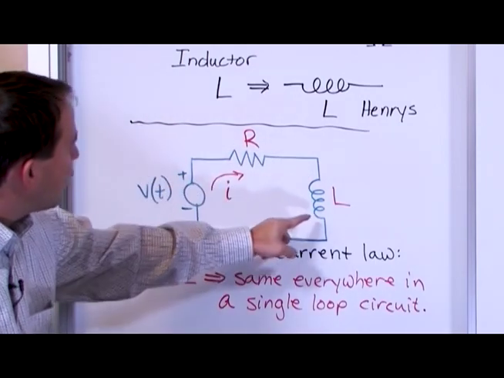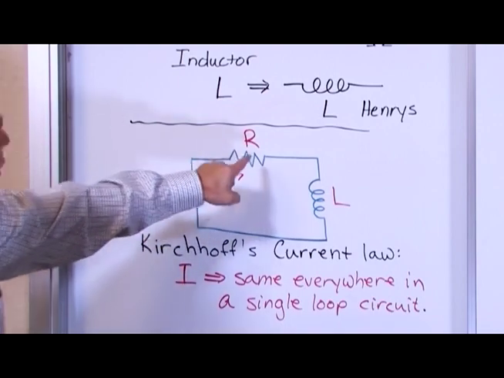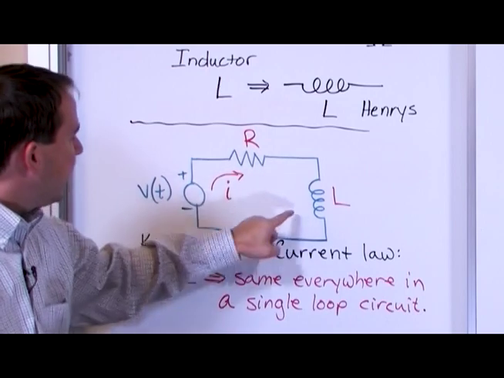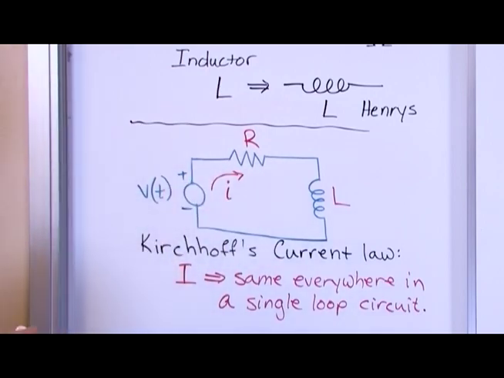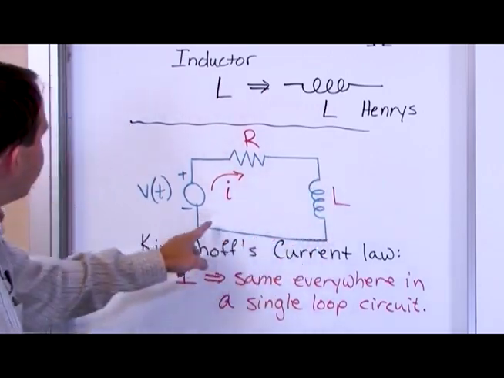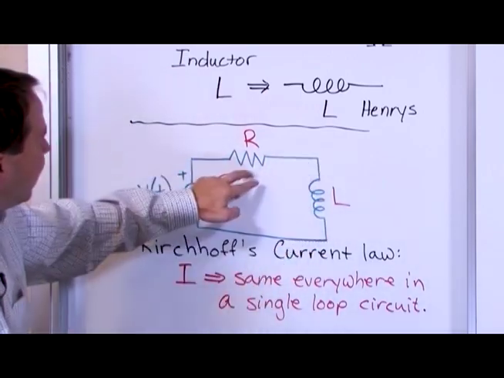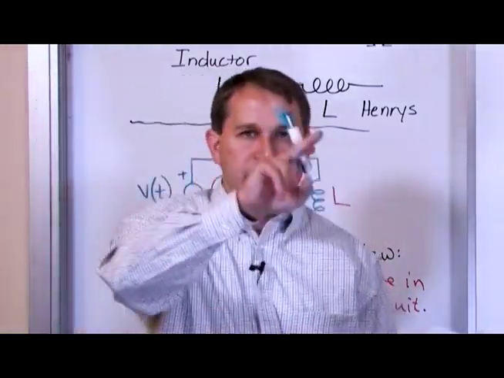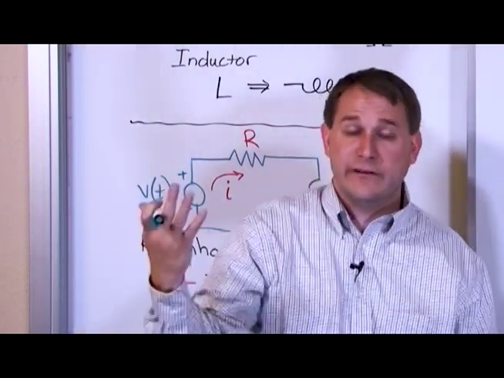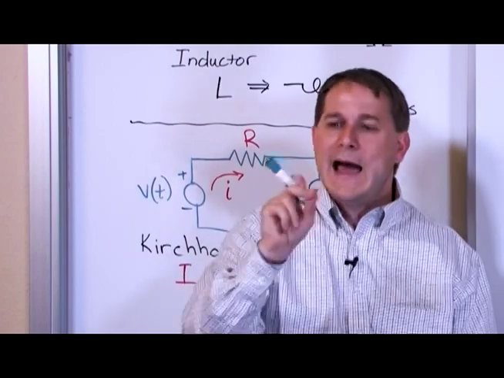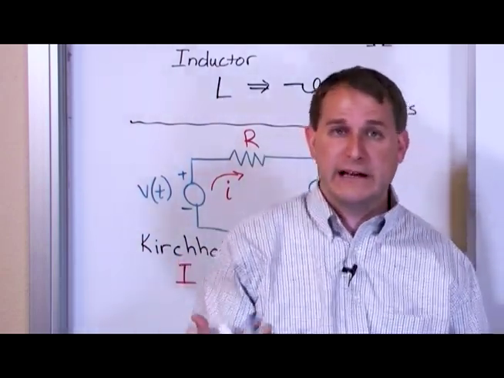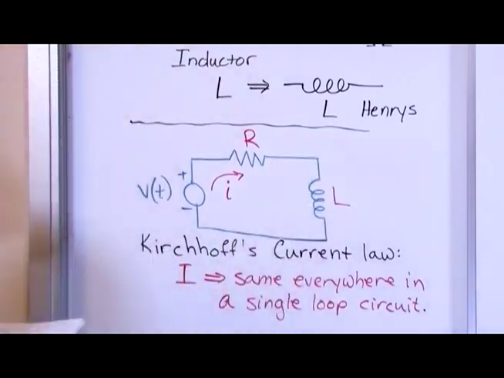This means that the current right here, the current right here, the current right here, everywhere in this single loop, the current is the same value. That has to be the case because it's connected physically from one part to the next with a single wire. Now, you've got these things in the way, but the electrons are running around in a big circle. So it makes sense that the current, which is basically the amount of electrons flowing, has to be the same everywhere we look in this loop. It has to, because they're physically connected in one loop together.